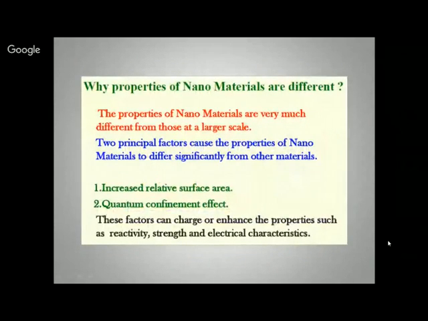Now, this is a very important slide: why the properties of nanomaterials are different. There are two main criteria on the basis of which we can tell why these nanomaterials are different from their bulk counterparts. The first is the increased surface area, and the second is the quantum confinement effect, which I have already described to you. The first one, the surface area, is very important.